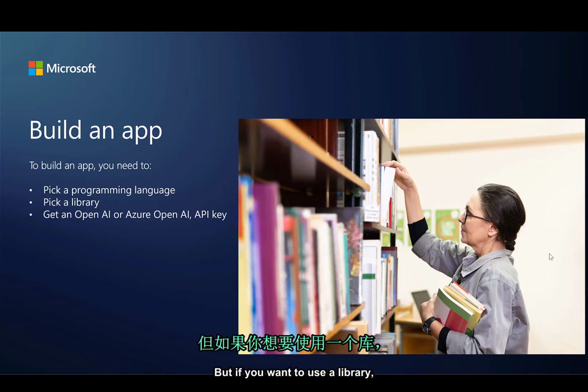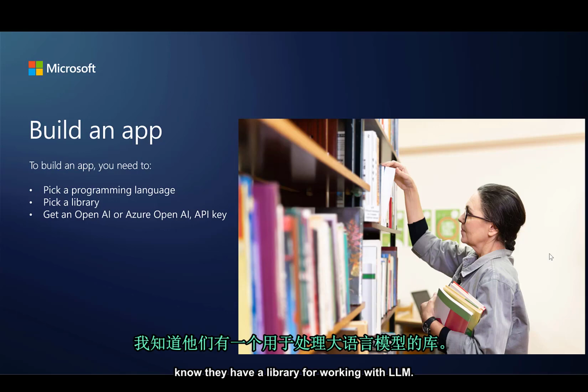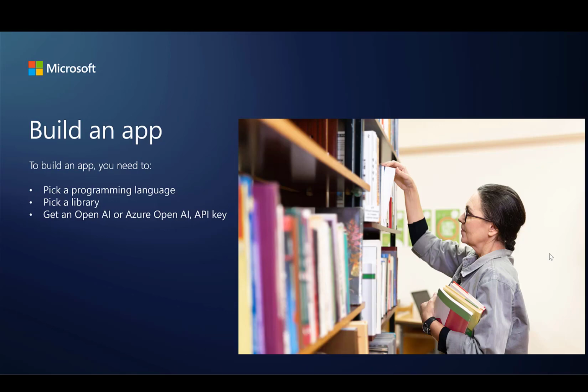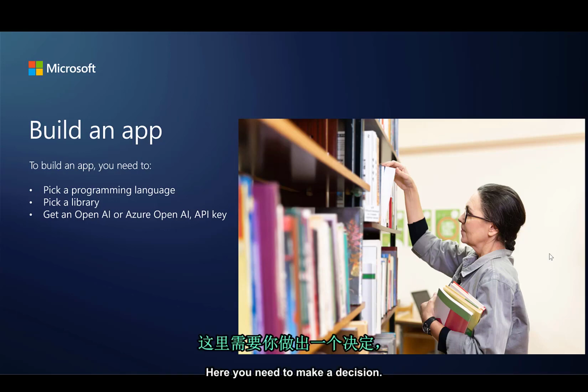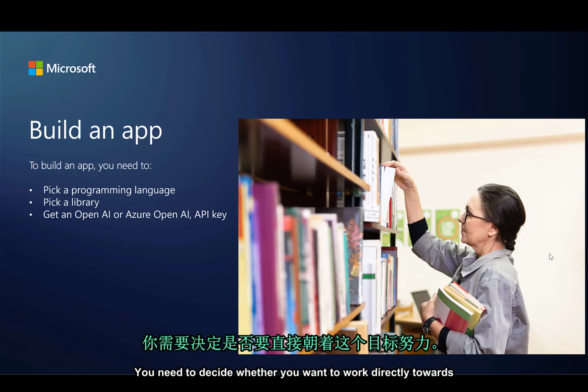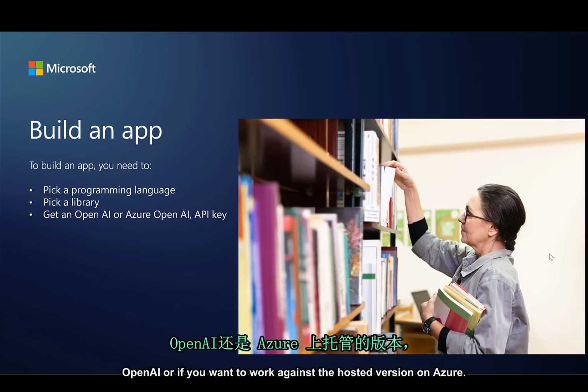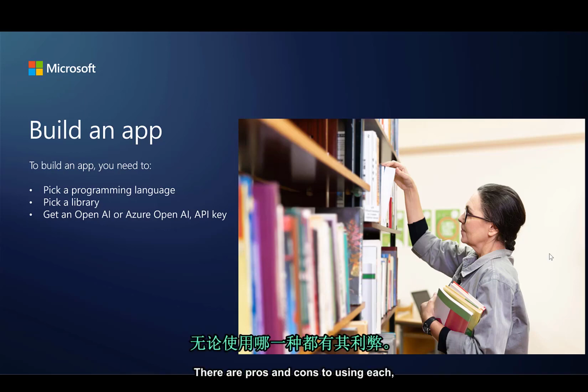And you can use so many different languages to just do web requests. But if you want to use a library, then you are somewhat limited to what libraries exist out there for what languages. But for example, you got Java, JavaScript, C#, Python, a lot of the big languages that have a library for working with LLMs. So that's really exciting to see. But one thing that you need to get though is an API key. And here you need to make a decision. You need to decide whether you want to work directly towards OpenAI or if you want to work against the hosted version on Azure. There are pros and cons to using each, and I'll show you how to work with each.